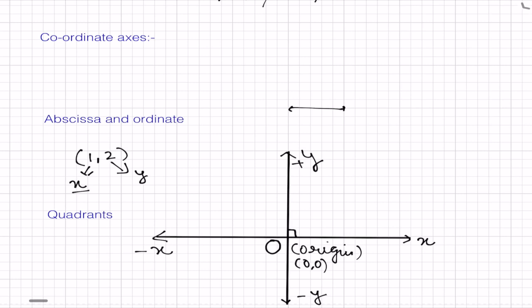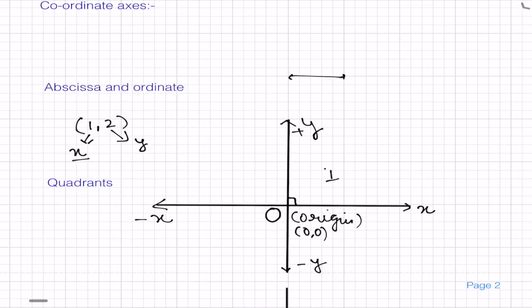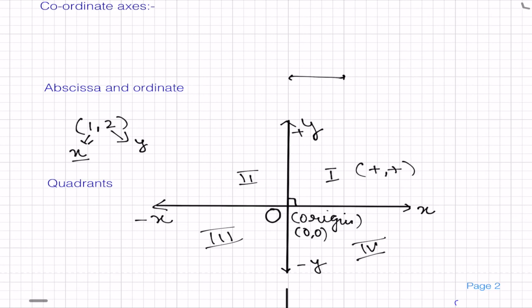Next is quadrants. The coordinate axes divide the plane of the graph paper into 4 regions, known as quadrants. This is the first quadrant and we will move anti-clockwise. So this is the first quadrant, this is the second quadrant, this is your third quadrant and this is your fourth quadrant. In the first quadrant, both values are positive. In the second quadrant, the x value is negative and the y value is positive. In the third quadrant, both the values of x and y are negative. Similarly, in the fourth quadrant, the value of x is positive and the value of y is negative.